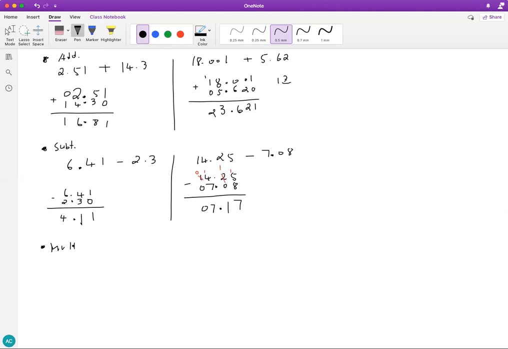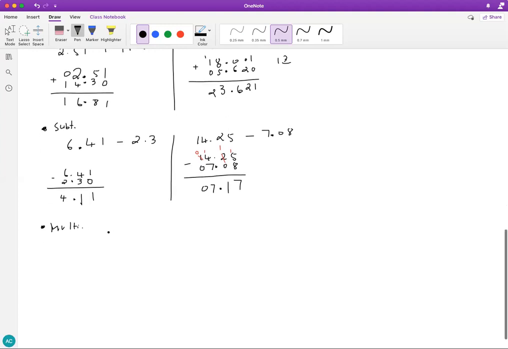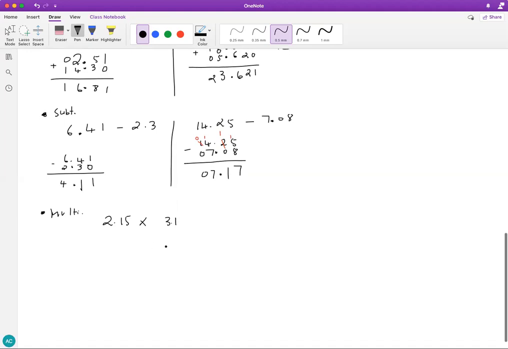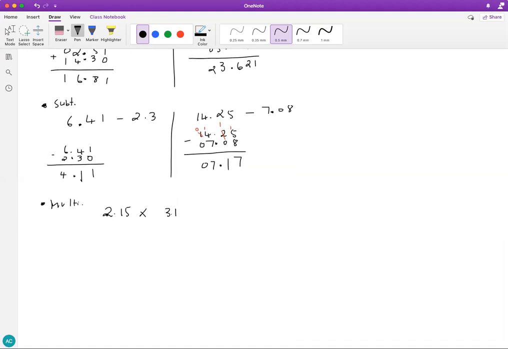So multiplication is not too bad itself. So let's say you have 2.15 and you want to multiply that by 3.1, let's say, maybe. Okay, the key here is with multiplication, don't worry about the decimals. Don't worry about the alignment. Just ignore them. So ignore as if you didn't have any decimals.